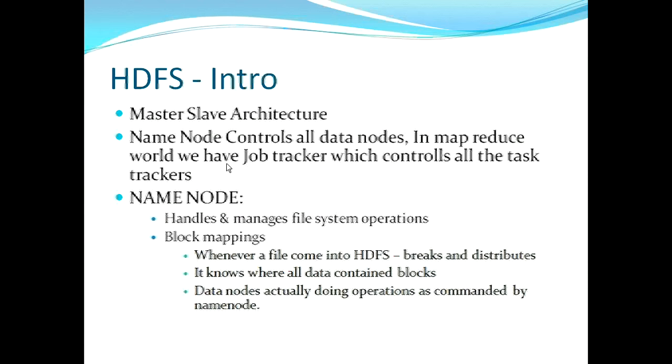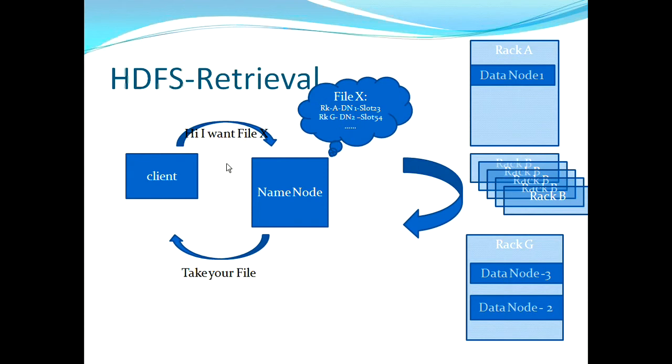Whenever a file comes into HDFS, it breaks down and distributes across all the data nodes, and lets them know what block to fill with their available block slots. It knows where all the data for a particular file is. Data nodes actually do operations as commanded by the name node. They always follow what the name node says. Let us see the retrieval process.